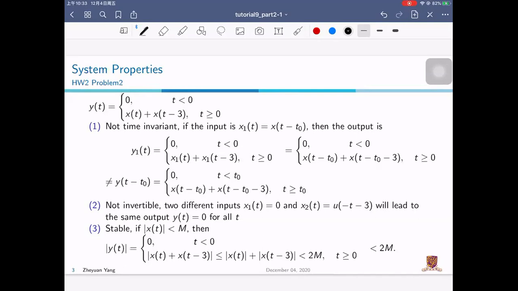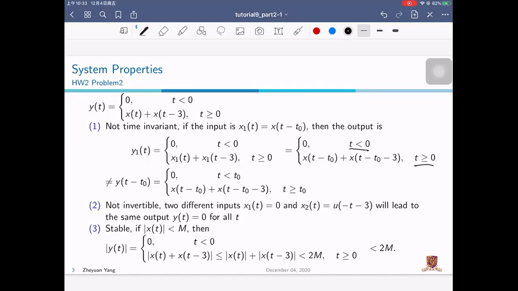Some of you may have some deduction on the following properties. The first one is time invariance. It is not time invariant. Say we have our input as x1(t), which is equal to x(t minus t0). Then the output is y1(t), which, when t is smaller than 0, is 0; otherwise it is equal to x1(t) plus x1(t minus 3), which is x(t minus t0) plus x(t minus t0 minus 3). And notice that we still have t greater than or equal to 0.